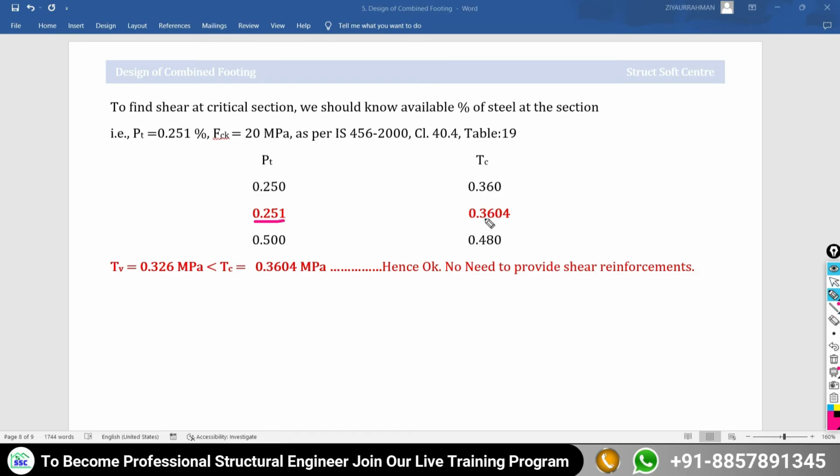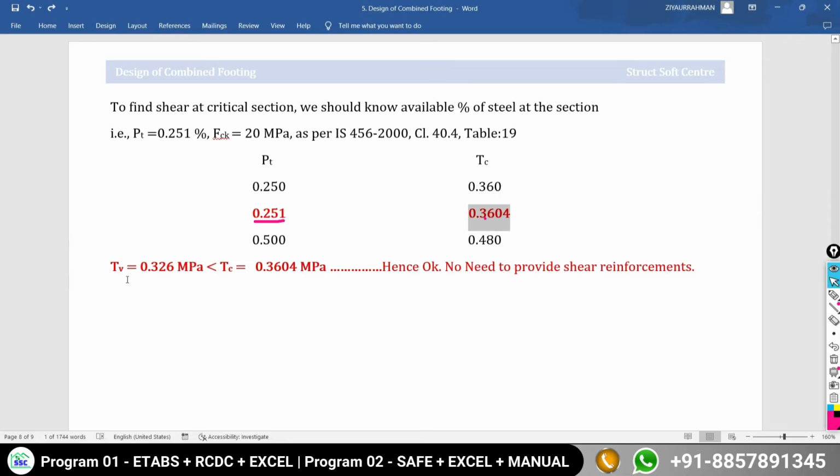Here initially there will be a question mark. I want to do the linear interpolation to find the critical shear for 0.251. After the linear interpolation, you get this value as 0.3604. Right. So the nominal shear is 0.326 and the critical capacity is what?